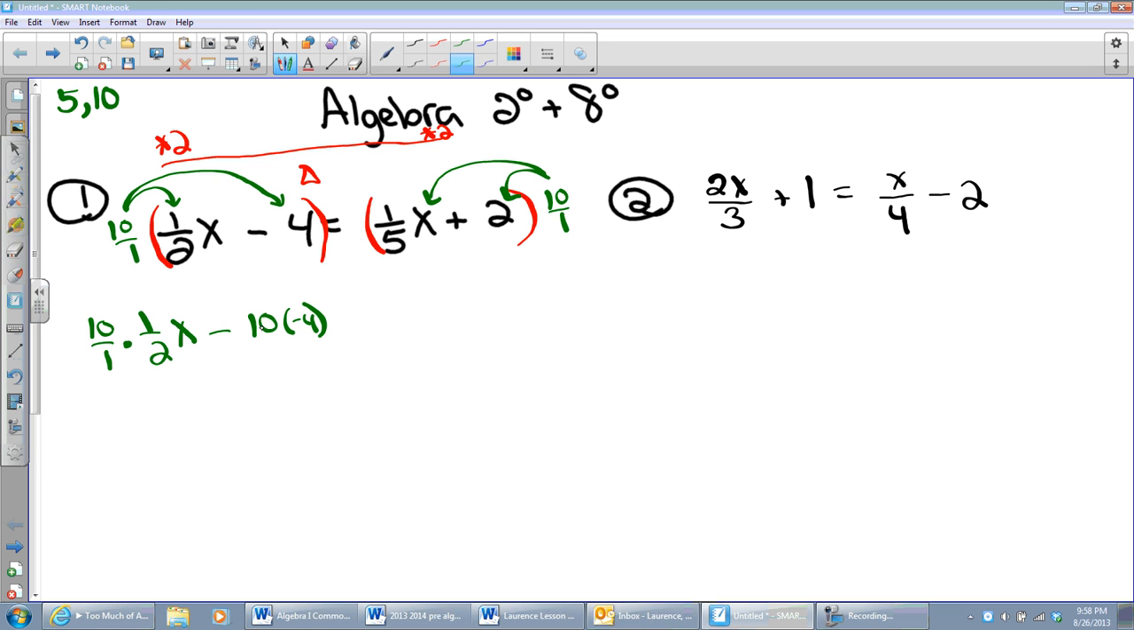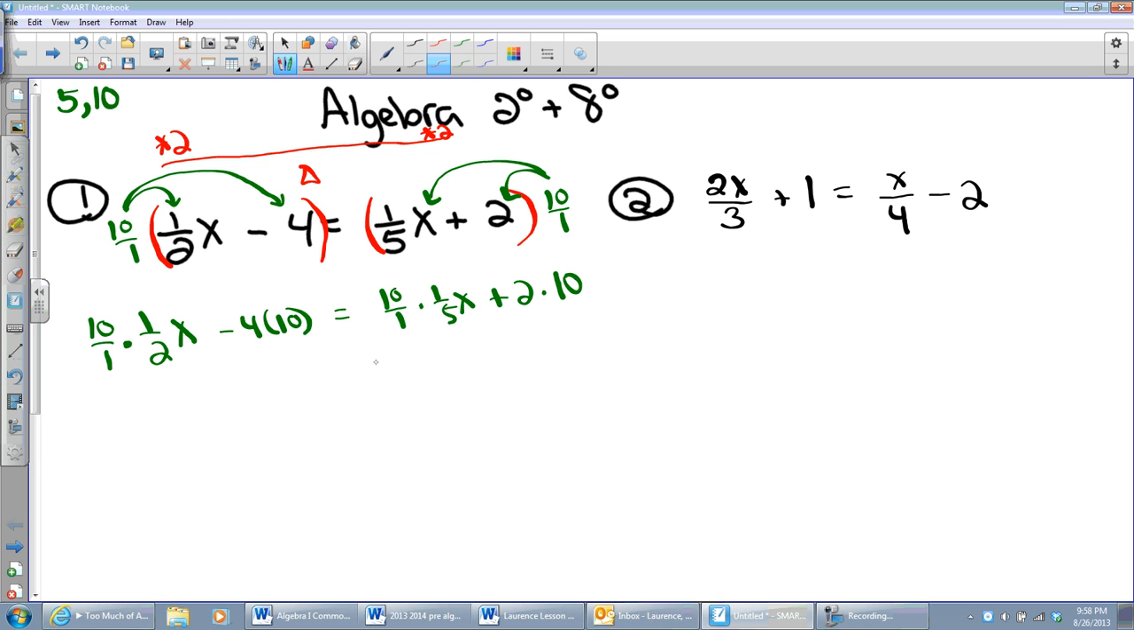Okay, oops, do I have an extra negative in there? Sorry, let me do it this way so I don't get confused. I've got a negative 4 times 10. There we go. Okay, and then on the right-hand side, I'm going to have 10 over 1 times 1/5 x plus 2 times 10.